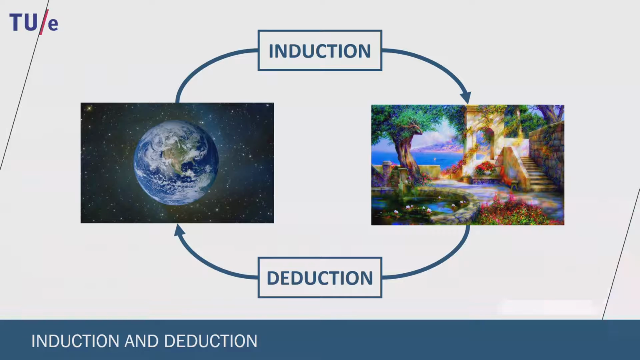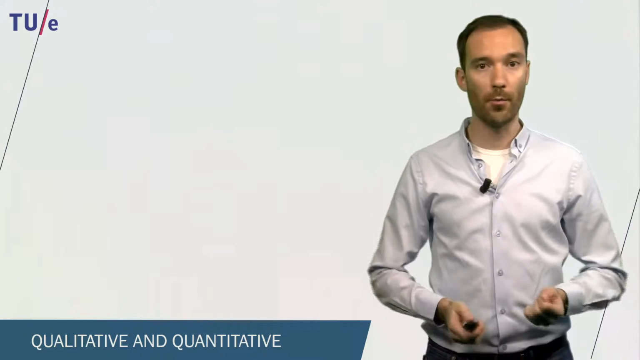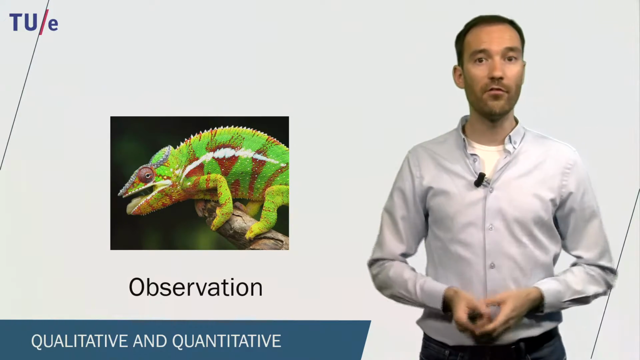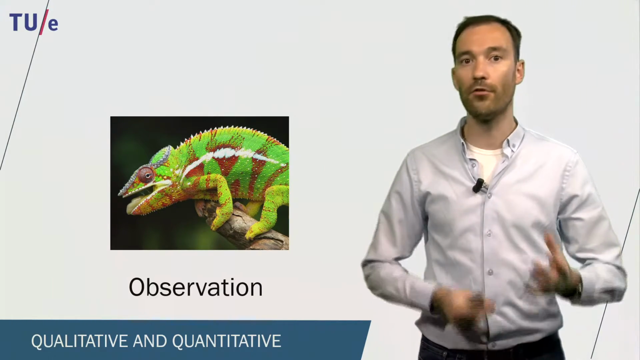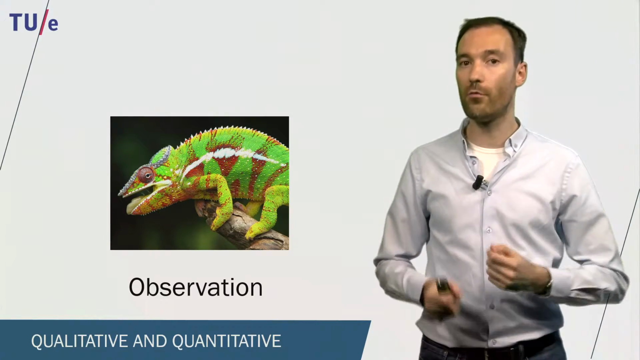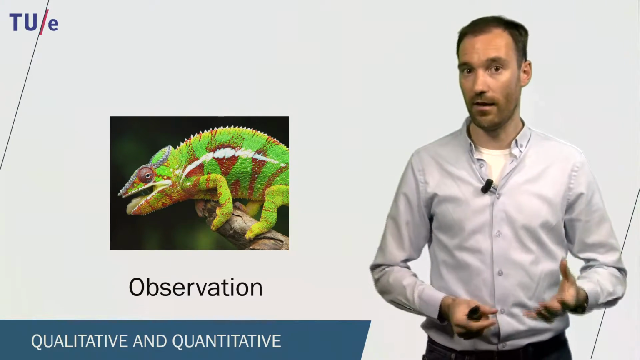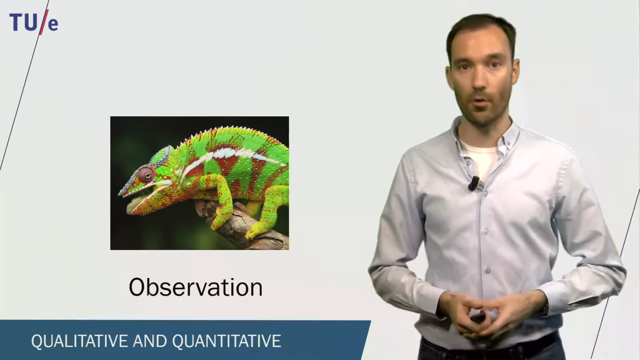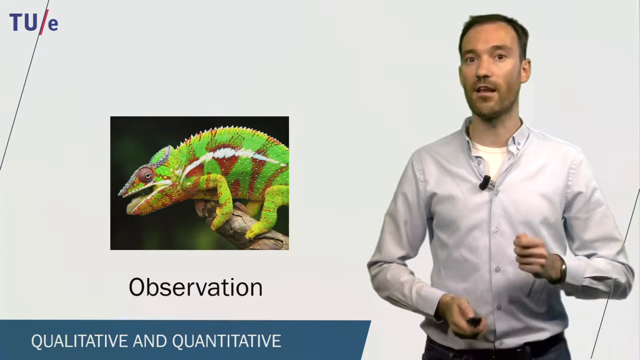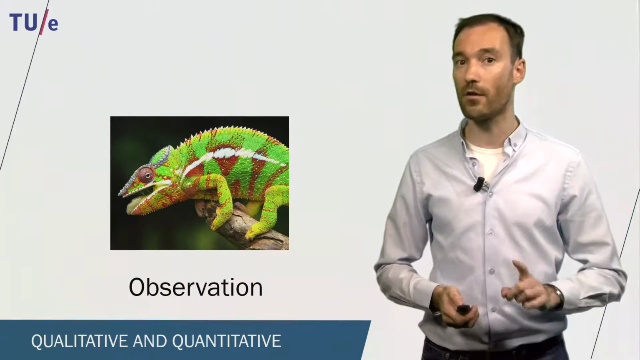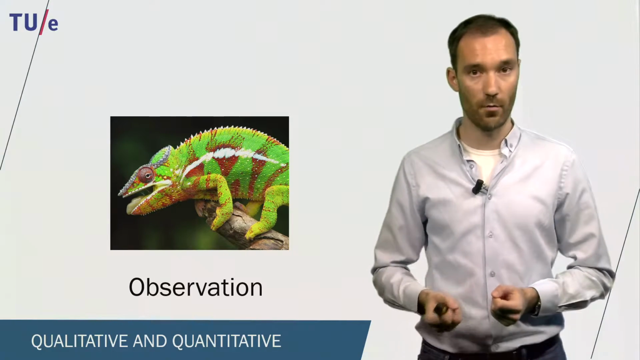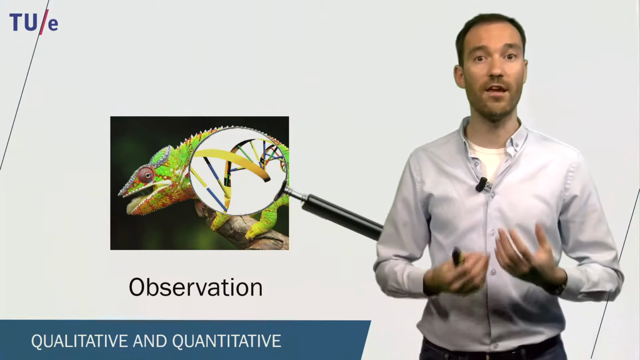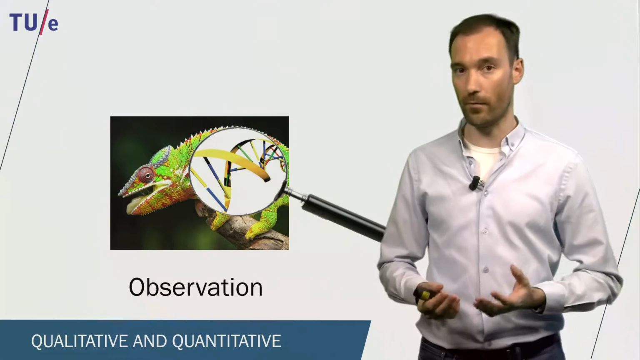Let me give you an example of this research cycle by using both qualitative and quantitative approaches. For this, we will start with an observation. Our observation today is that chameleons are able to change color. I want to derive a theory from this observation, and for this I can use both qualitative and quantitative approaches. I choose to use a qualitative approach. This means that I take a very in-depth view of this one chameleon to try to understand what is going on. After this in-depth view, I can derive a theory.